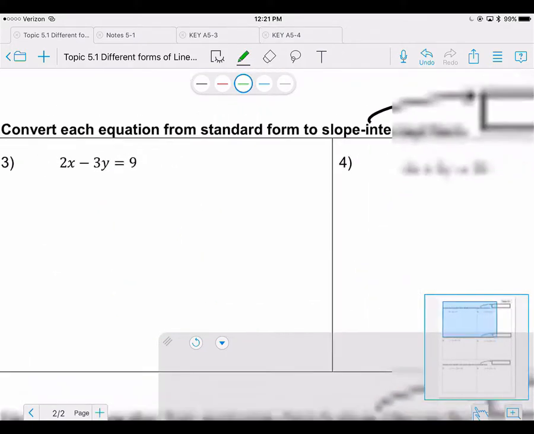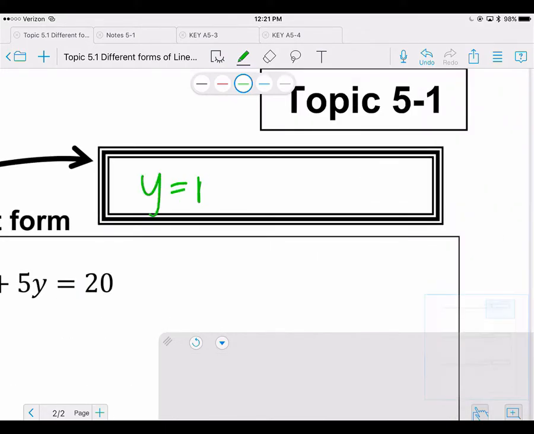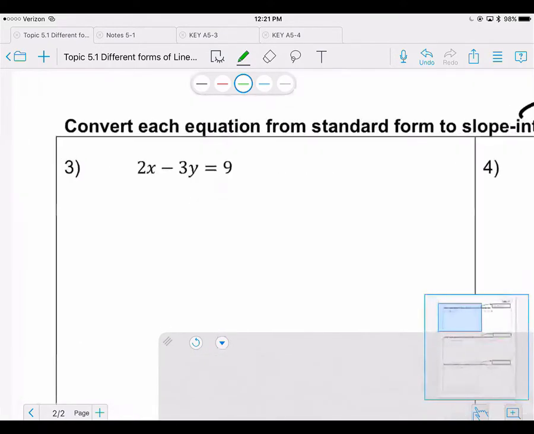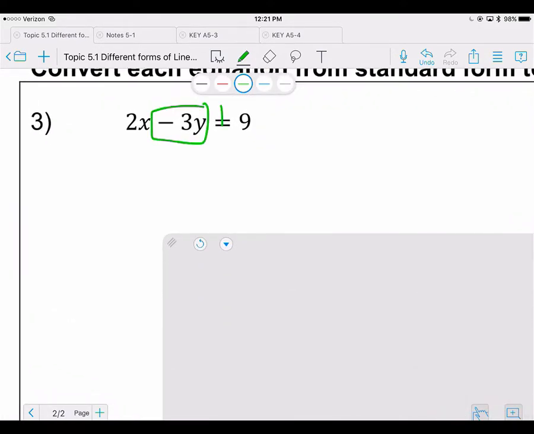On the back, they asked me to convert standard to slope-intercept form. Slope-intercept form is where you basically solve for y. It's y equals mx plus b. So we try to get y completely by itself. This is what you are probably the most used to. In order to solve for y, I move the x term.